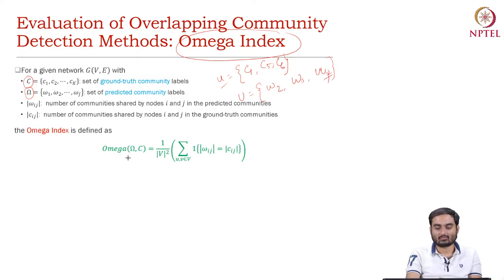So what omega index does is it takes all pairs and checks whether the number of communities that node U belongs to and node V belongs to are the same or not. If U belongs to 5 communities and V also belongs to 5 communities, it will contribute 1. But if U belongs to 4 communities and V belongs to 5, it will not contribute 1. This is an indicator function: if these two quantities are the same, it returns 1, otherwise 0.